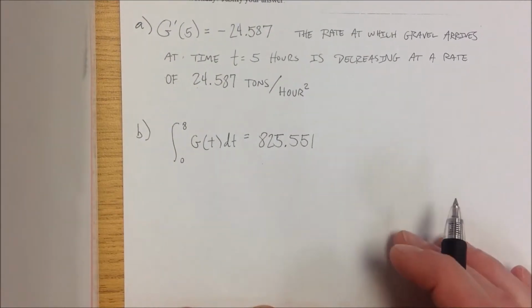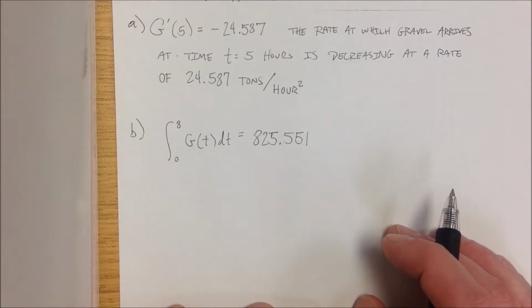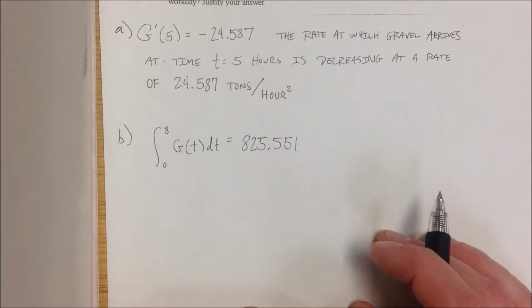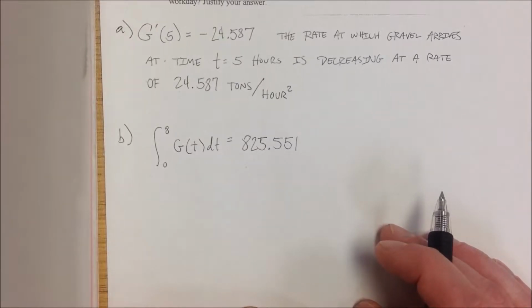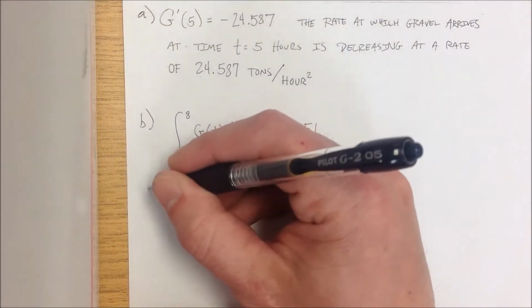Part C, is the amount of unprocessed gravel at the plant increasing or decreasing at time t equals 5 hours? Show the work that leads to your answer. So now you do need to be thinking about the rates of change in and the rate out. If the rate in is greater than the rate out, you'll know that the amount is increasing, and if the reverse is true, then the amount is decreasing. So that's the analysis we need.